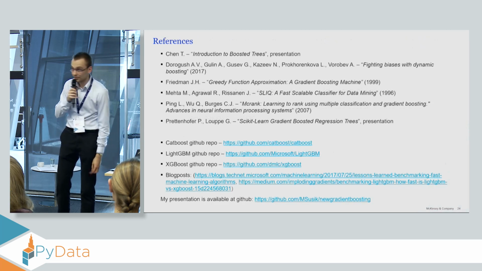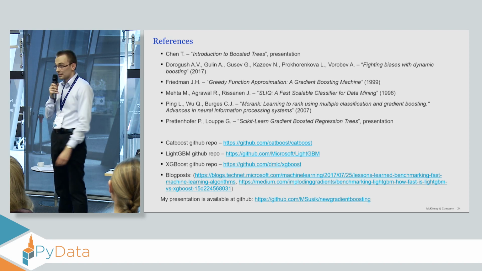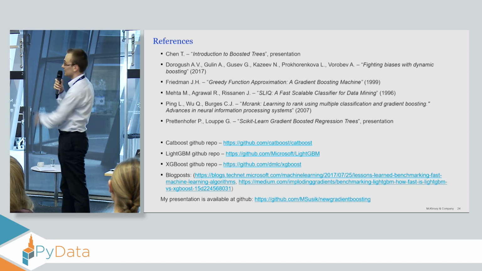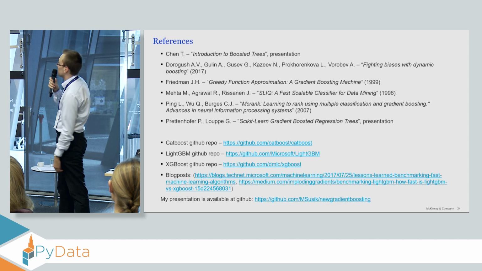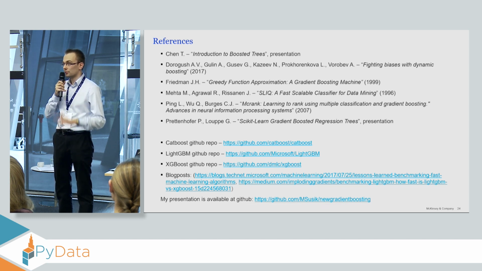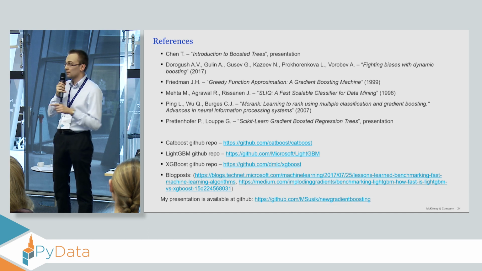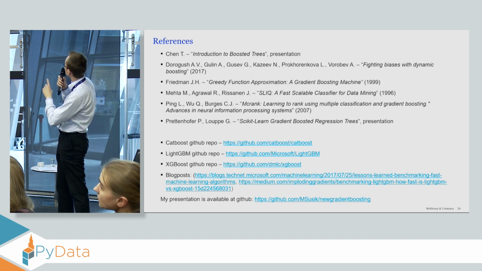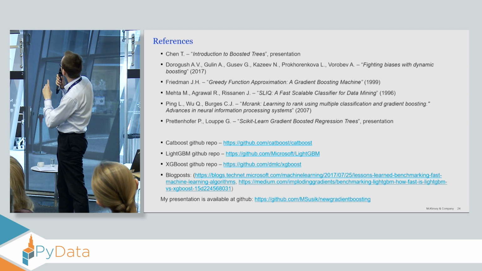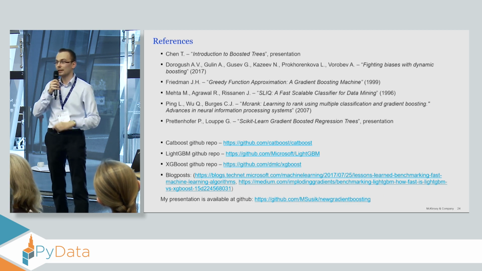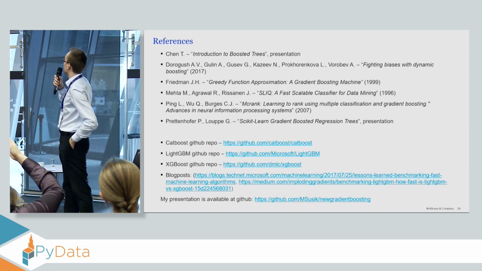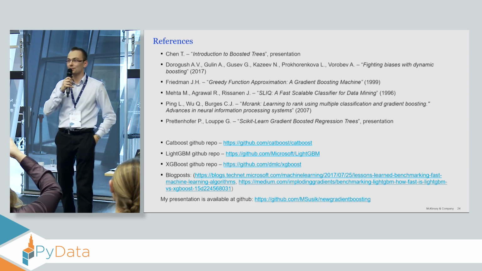Okay, and here is the list of the references. My presentation is available on GitHub. There is a link on the bottom. And I really recommend reading, first of all, the Introduction to Boosted Trees by Tianqi Chen. And if you want some more details on Catboost, there is a publication that is called, I hope I put it here, yes, Fighting Biases with Dynamic Boosting. Those are the two that I would recommend most. Okay, thank you very much.